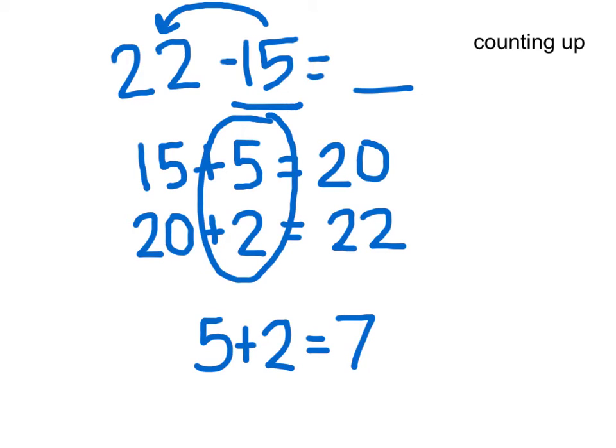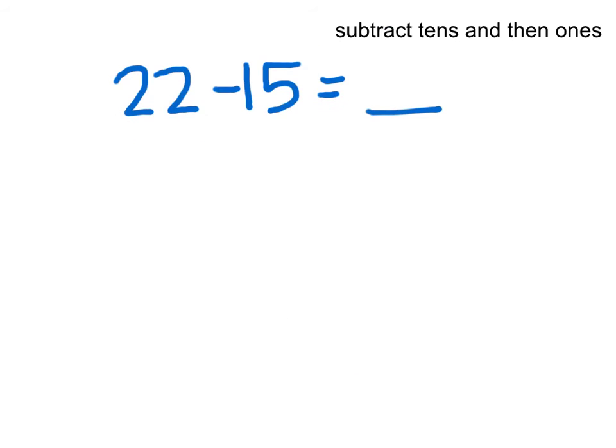Well, 22 minus the 15 is going to be 7. And that uses addition to help solve my subtraction problem, and that method is the counting up method. Now I'm going to show you how we can use that same problem, 22 minus 15. We can subtract tens and then subtract ones.